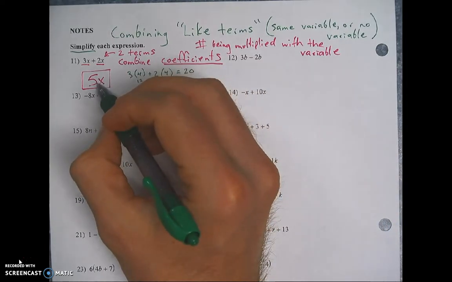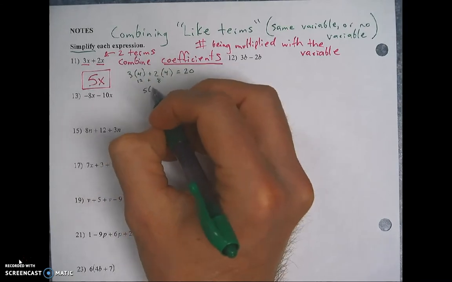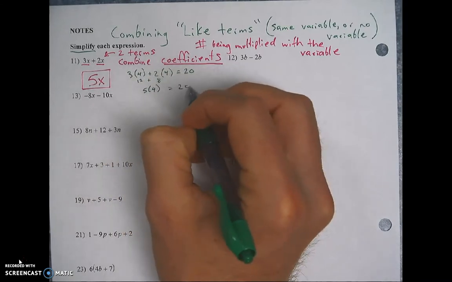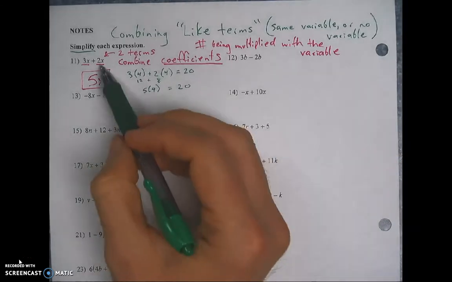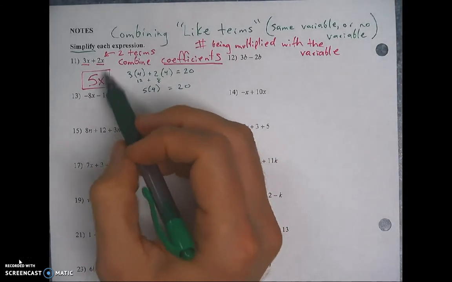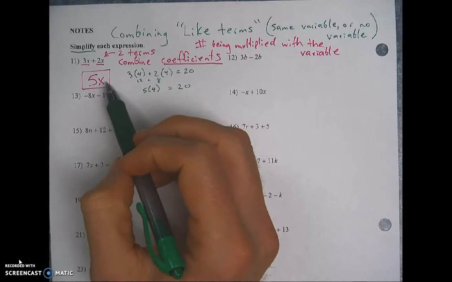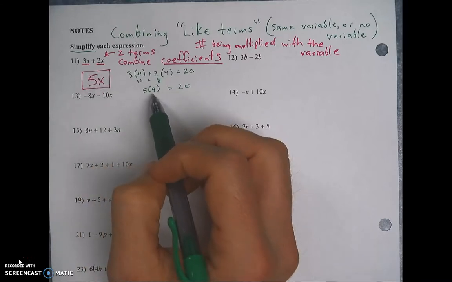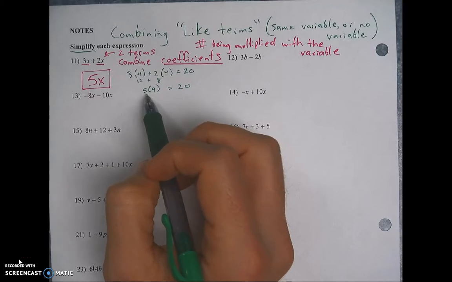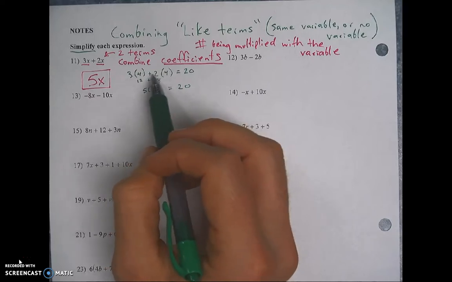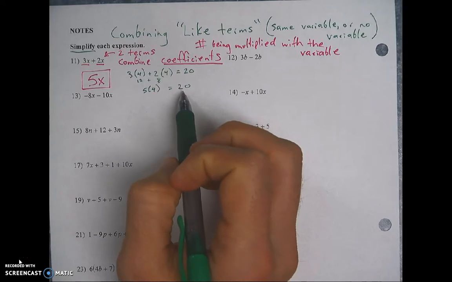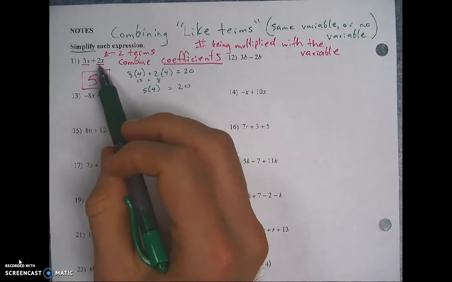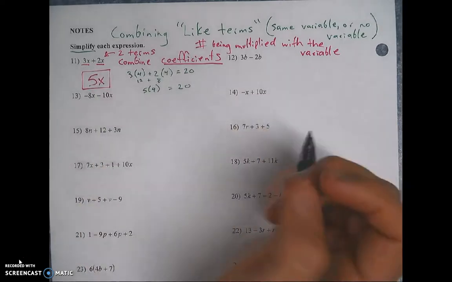So what if I plugged 4 into this? 5 times 4 equals 20. So these are equivalent. They are equal. They mean the same thing. But this is much simpler, especially when I start trying to plug numbers in. It's much more simple to do 5 times 4 than to do all this multiplication and addition up here. You still get the same answer. So we're just making this simpler, easier to work with.